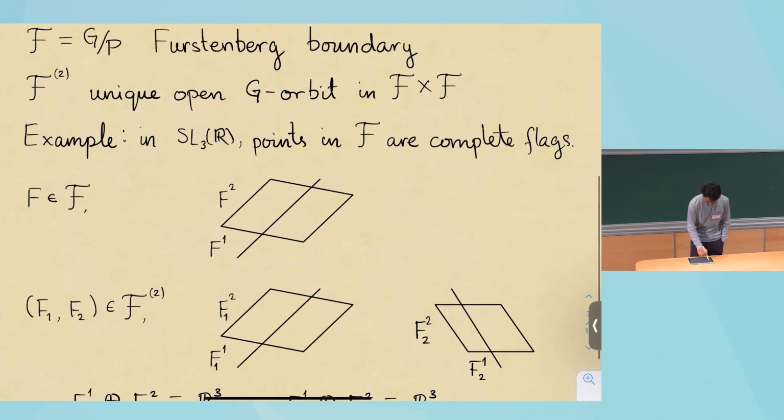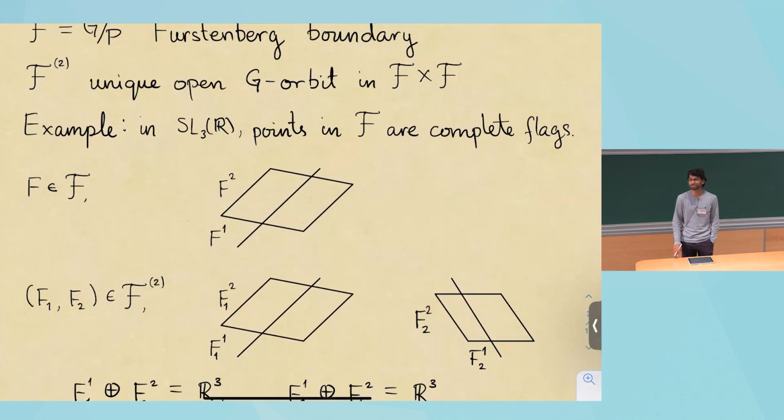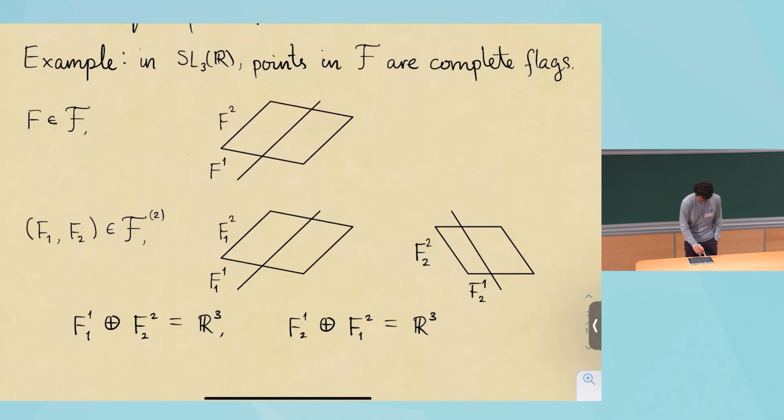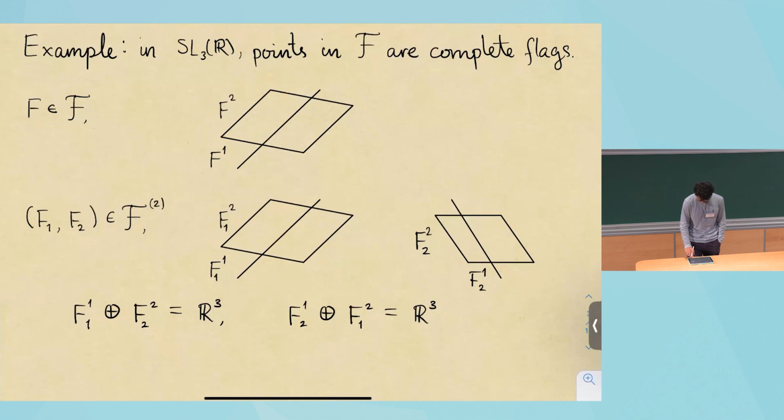And we'll use the notation F^(2) in brackets for the unique open G orbit in F cross F. And this is the pair of complete flags which are in general position. So if I take a line in the first one and then a plane in the second one, then they will add up to R^3.